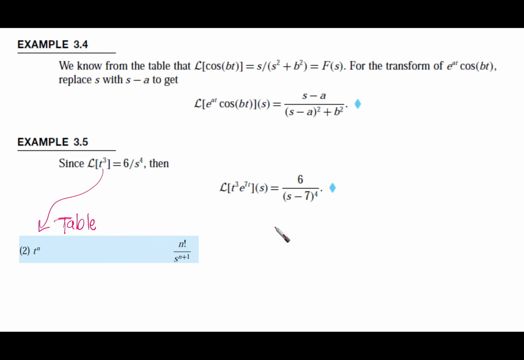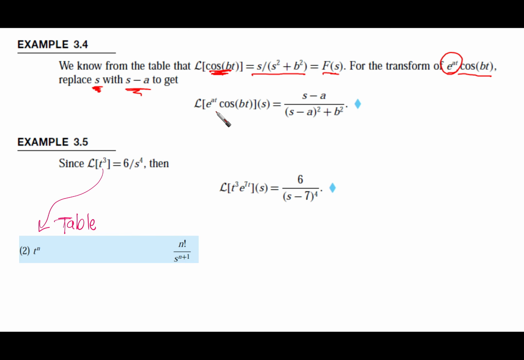Okay, now let's go directly to an example to understand it. We know from the table that the Laplace transform of cosine bt equals s over s squared plus b squared. Please check it from the table. And this is the Laplace transform of cosine bt. For the transform of e raised to at times cosine bt, we are simply going to replace s with s minus a. That's it. Okay?